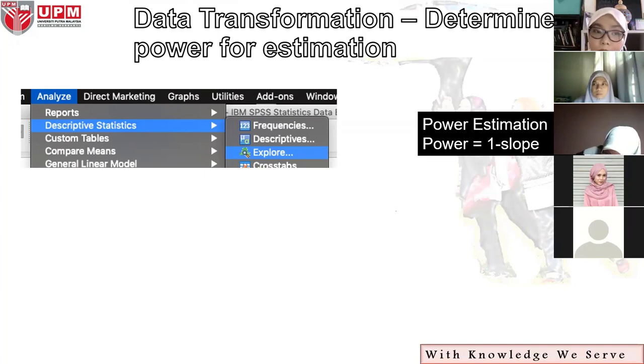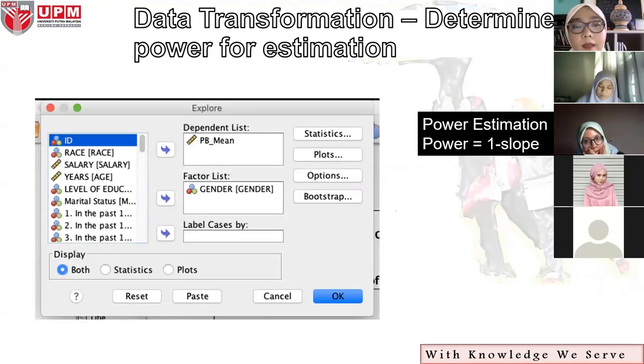Okay, so if you are done, you click analyze, click descriptive statistic, and then click explore. After the explore box comes out, you locate your variable under the dependent list. For example, PB mean. And then for the factor, you locate gender.